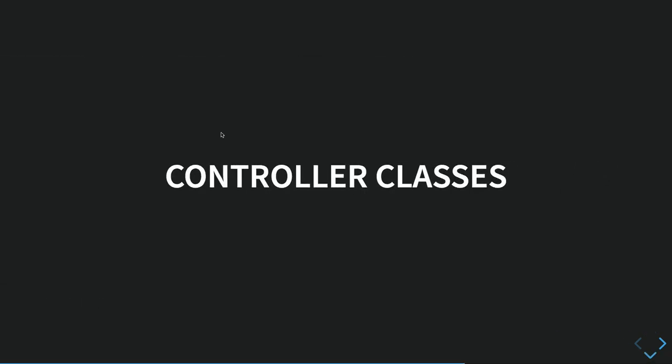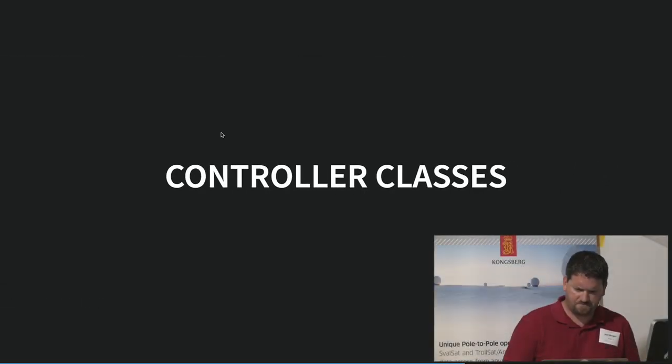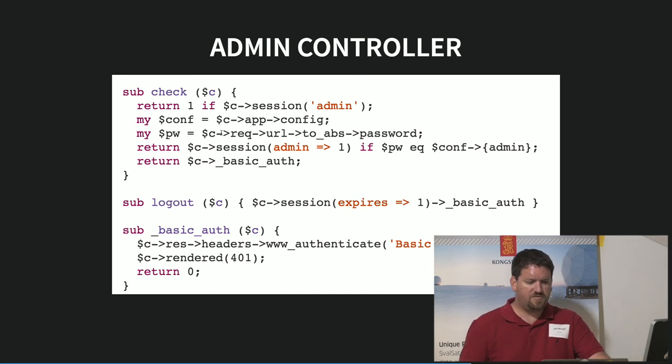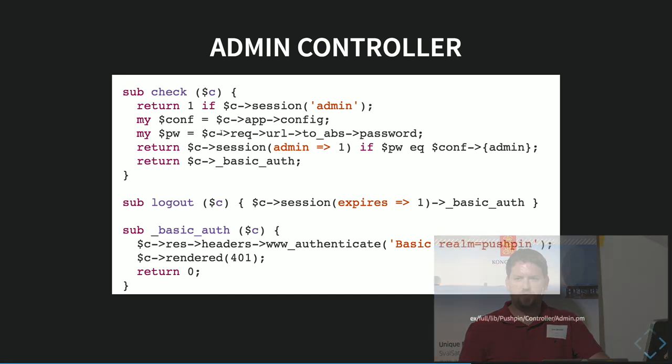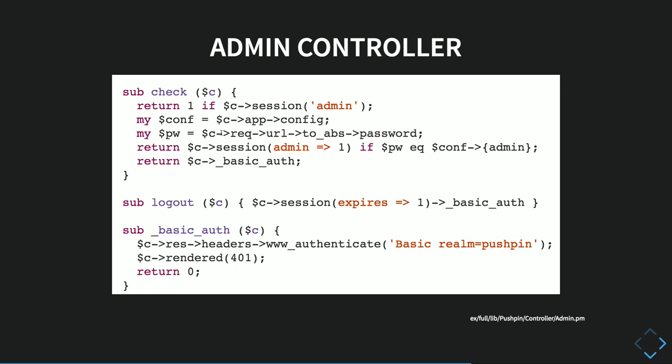So where did all that other code go? Well, it went into controller classes. Here we have a check route, which basically was that admin under. And once again, the only thing that had to change in this was we had to pull the configuration, this time from the controller to the app to the configuration.